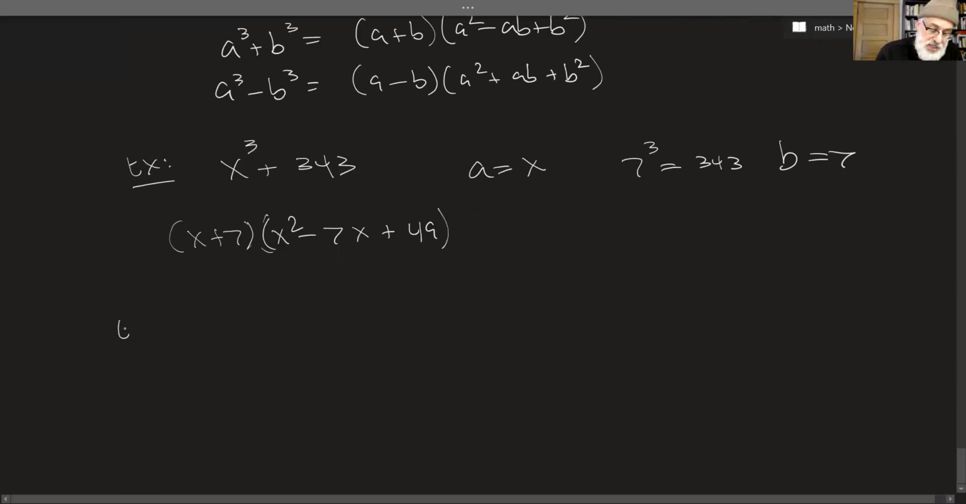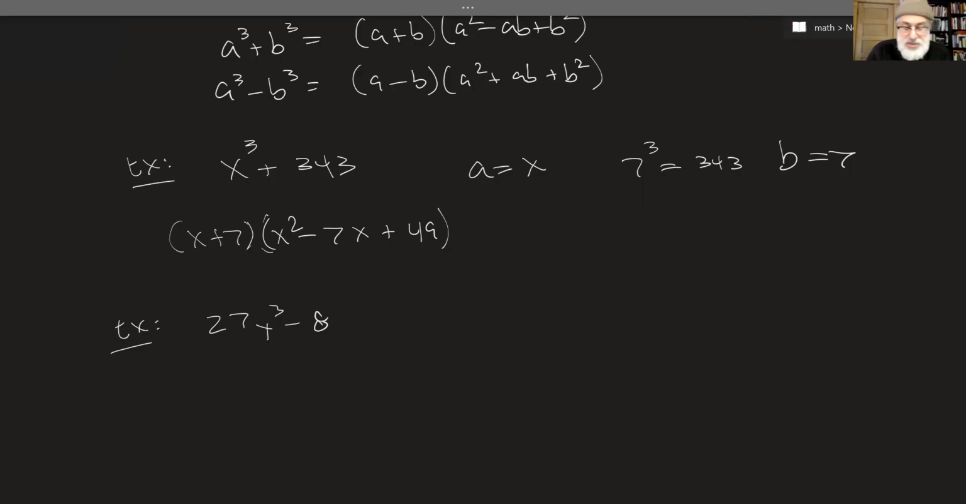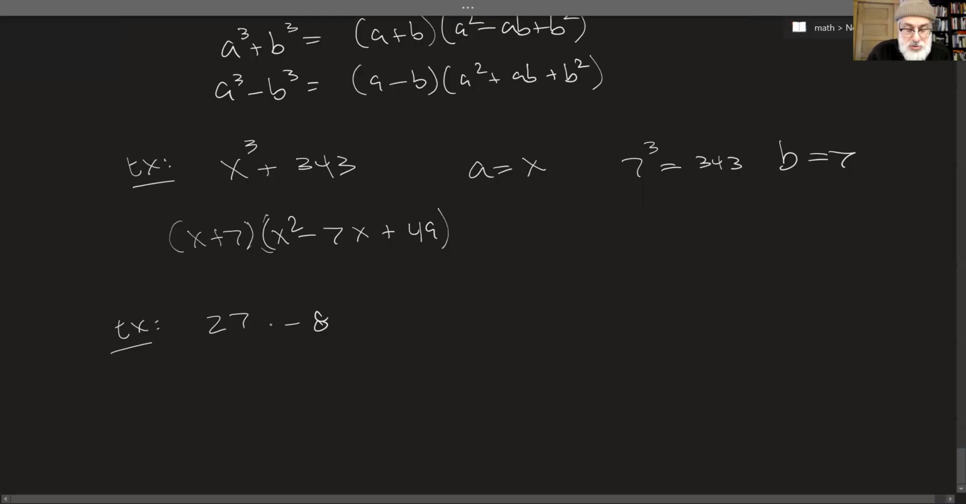All right, let's look at another example for the other form. 27y cubed minus 8. So again, this is an identification. Can we write 27y cubed as a cube? There shouldn't be any shock that 3y to the 3 is that. And so that means that a is 3y. And we can write 8 as 2 cubed. So that means that b is 2.